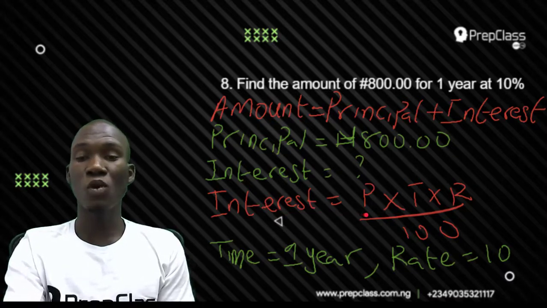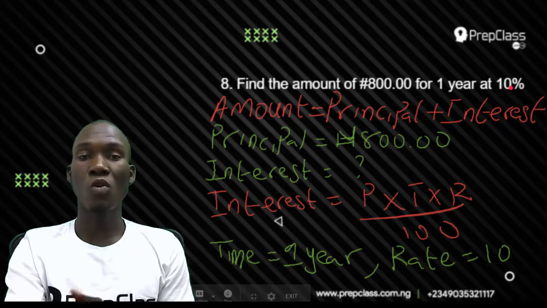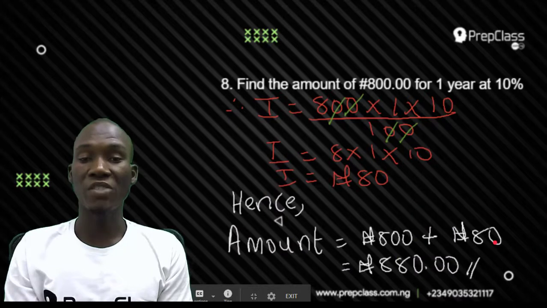Now, interest is equal to principal times time times rate divided by 100. What is the principal from the question? 800. What is the time from the question? Time is always given in years, so we have time to be 1 year. And what is the rate? Rate is always in percentage, so rate is 10. Now let's solve for interest.